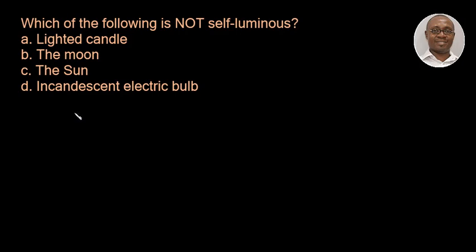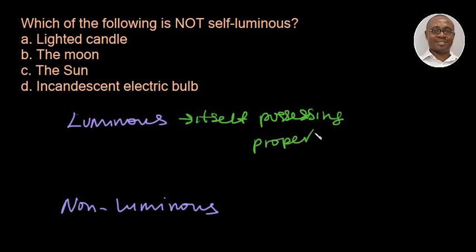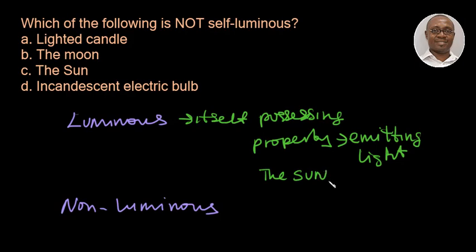Okay, let us take a look at the concept of luminous and non-luminous. Alright, good. So, luminous: of itself, possessing in itself the property of emitting light. For example, we have the sun. Okay? Another example are the fixed stars.